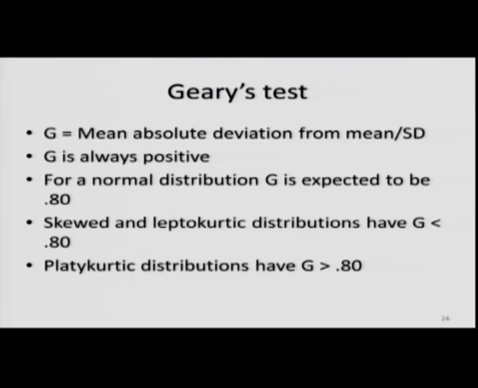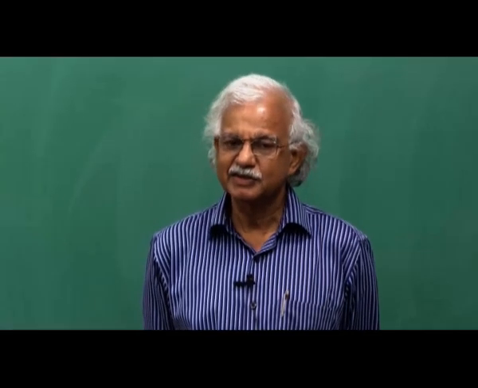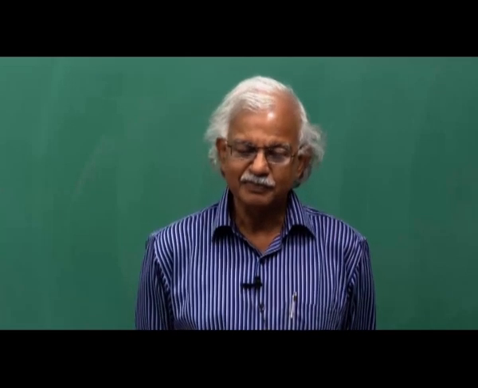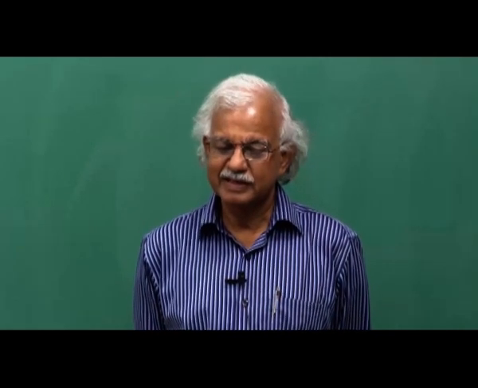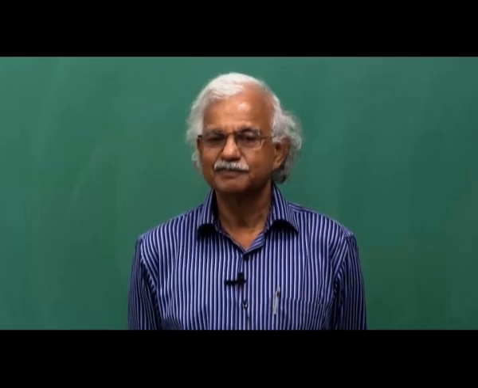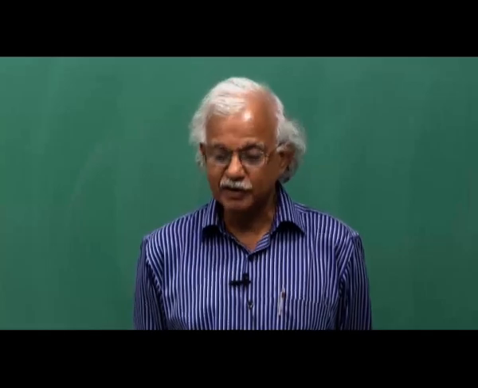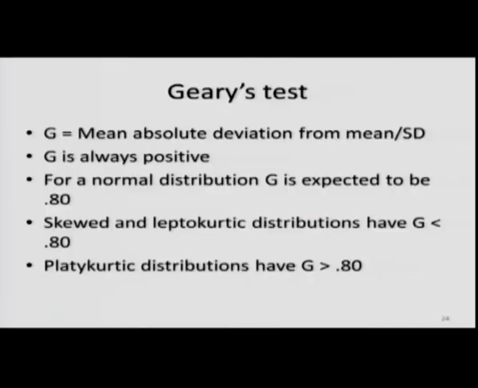So, if you apply Geary's test for checking whether your distribution is normal or not, just calculate the mean absolute deviation from mean, means the differences between x values and mean, forget about their plus and minus sign, add them all up and divide by standard deviation, and then by sample size, because the sum of absolute differences between variable values and mean divided by n is the mean absolute deviation from mean, and G is defined as mean absolute deviation from mean divided by standard deviation.